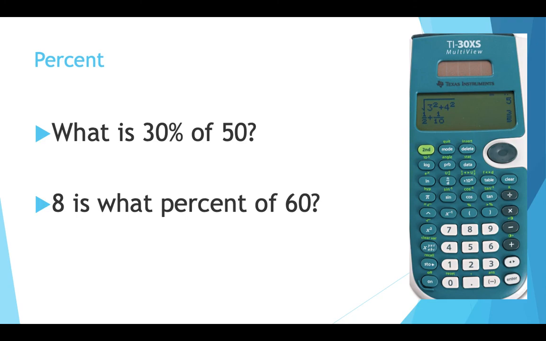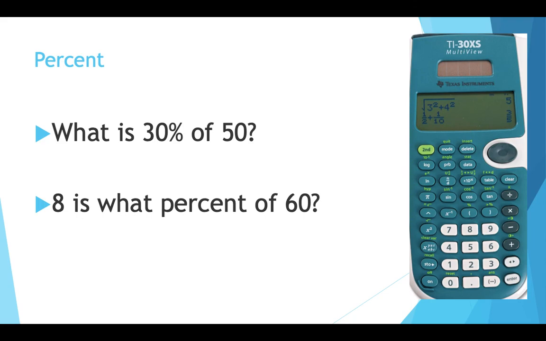Next, we're going to look at percent. Percent is the button above the parentheses, so you have to use second and then open parentheses to access percent. So what is 30% of 50? 30% of 50 is 30% times 50. So you can say 50 times 30, and then hit second and percent, and your answer should be 15.